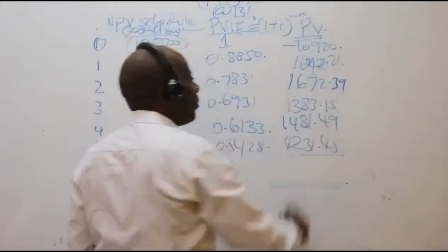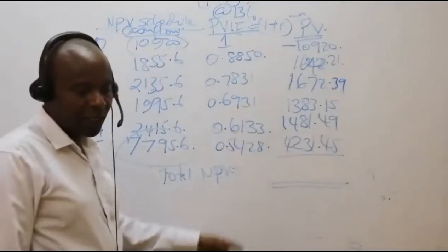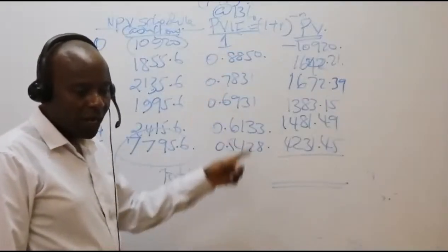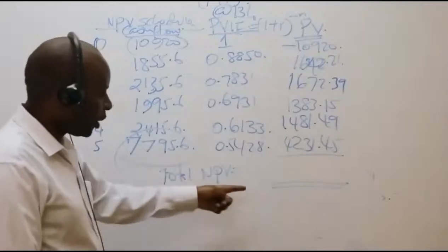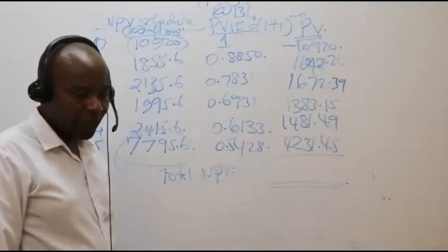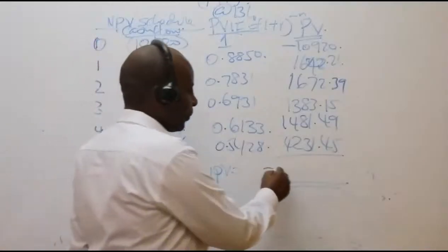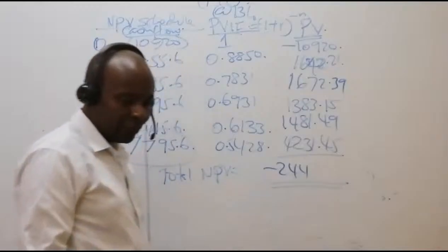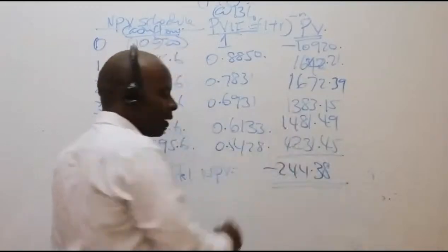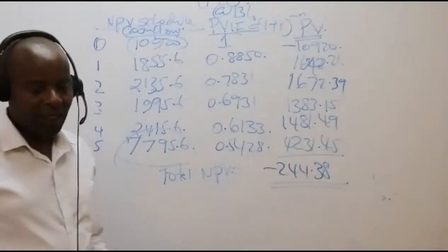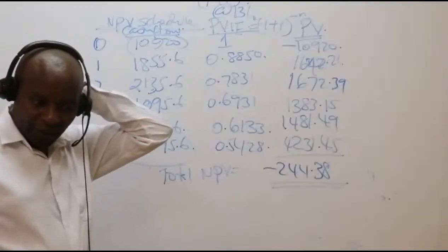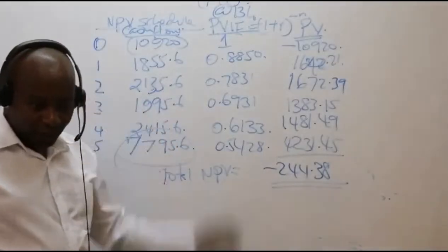So now I suppose that all our figures are correct. Could you kindly give us the total net present value, which will end up giving us negative 244? Can somebody else confirm this? Negative 244.38. Carol says no, negative 457.